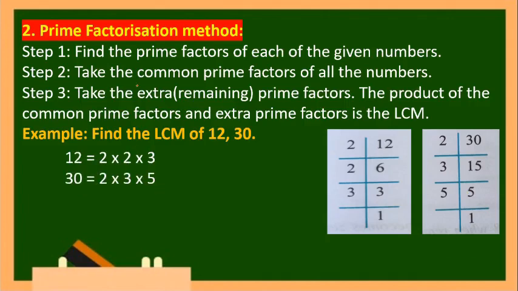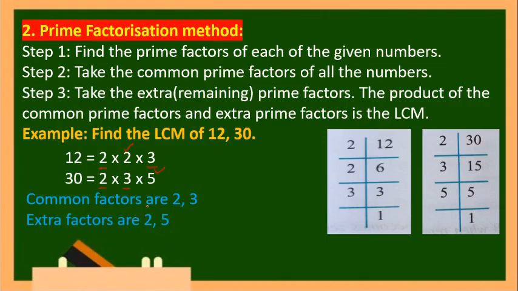Now what is the second step? Take the common prime factors. What are the common prime factors? 2 is common here. 3 is also common. So the common factors are 2, 3. Same way, what are the extra factors, that is, remaining factors? This is remaining here, this is remaining here, right? So the remaining factors are 2, 5.